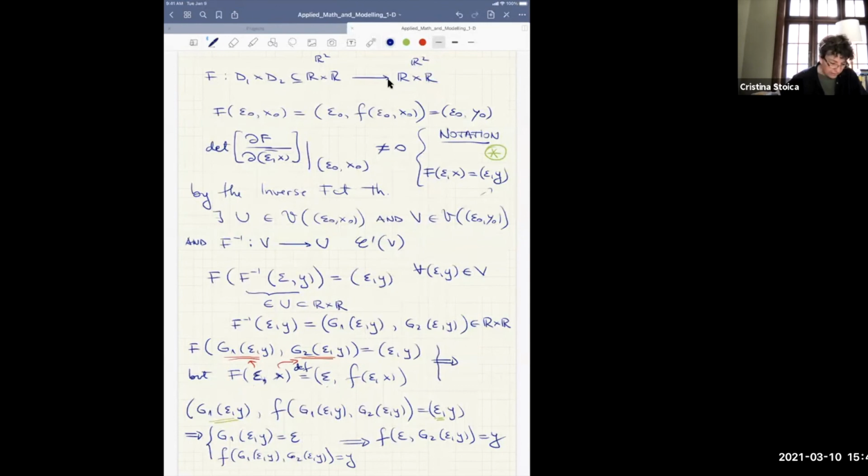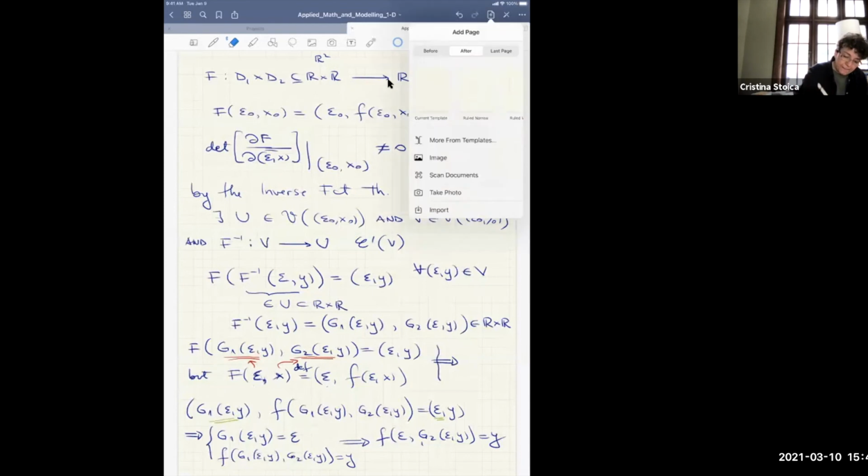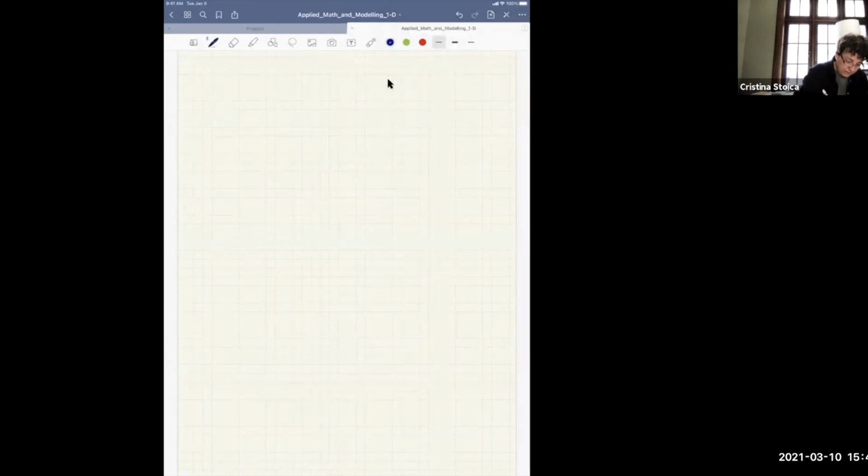So I'm going to flip the page first. Let's write this on the other page. Let's write it again to have it here. So we got G2 of epsilon and y equals y. And this is for any epsilon and y in V.